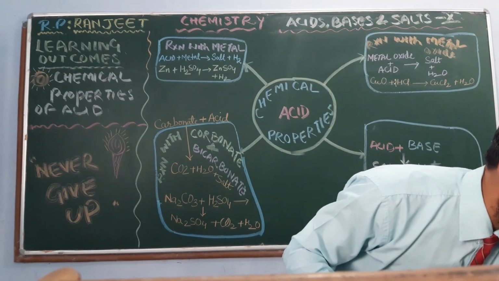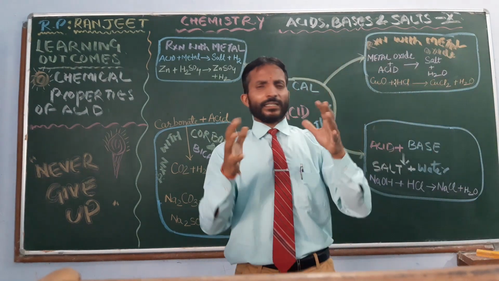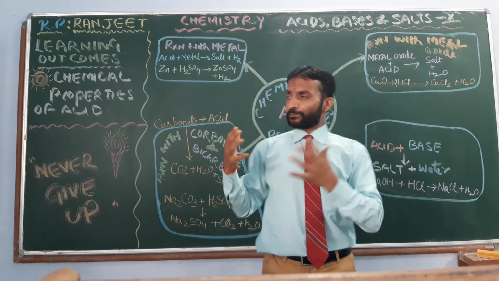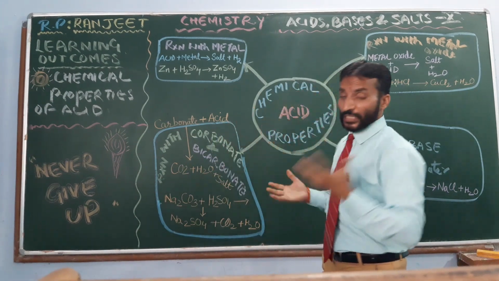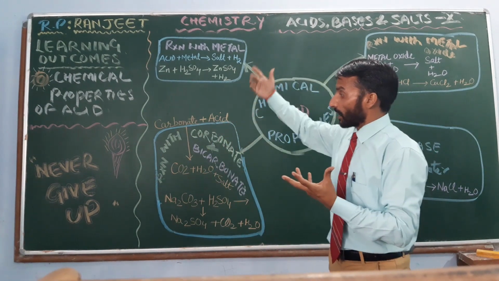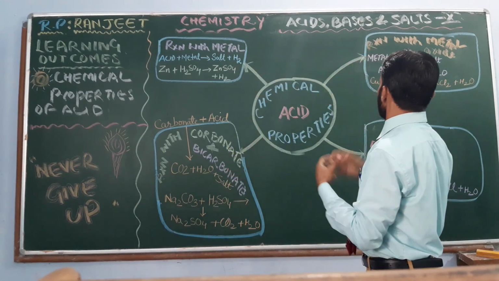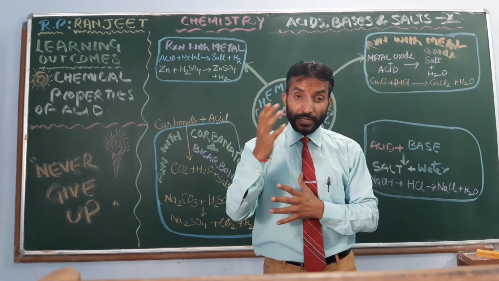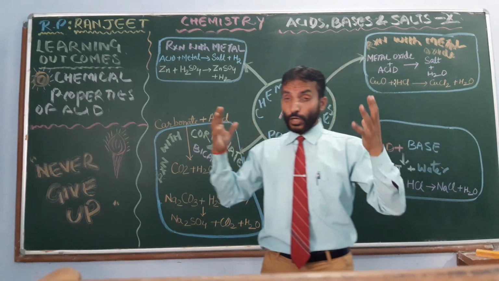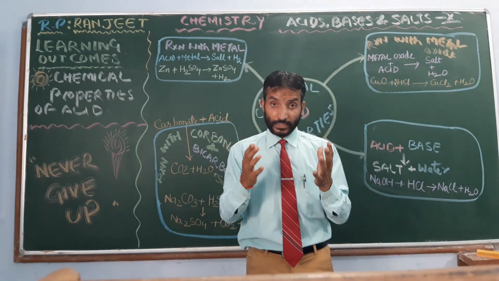Fine. So these are the basic chemical reactions of acid: how it reacts with metal, carbonate, metal oxide, and with base. So this is all about the chemical properties of acid.